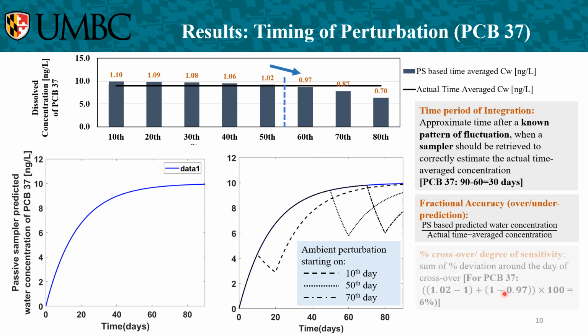There is yet another term that I want to draw your attention to, and it will get a little more relevant in the next couple of slides, which is the degree of sensitivity or the percentage crossover term. It is a measure of how much the predicted concentration is influenced by the ambient perturbation for a PCB compound. And it is calculated as the sum of the percentage deviation of the predicted concentration from the actual time averaged concentration around the day of crossover. So for PCB37, it is calculated to be around 6%.